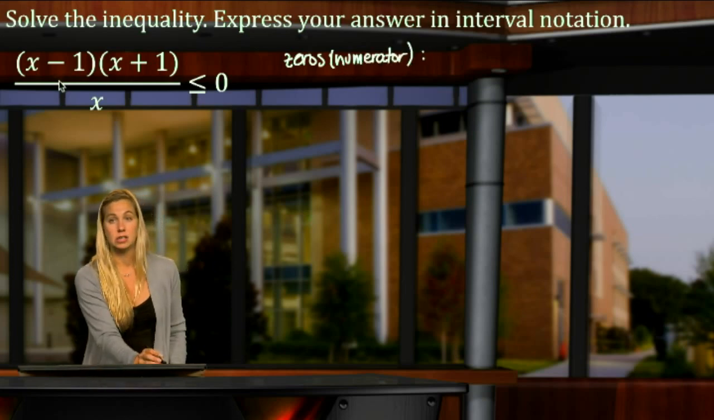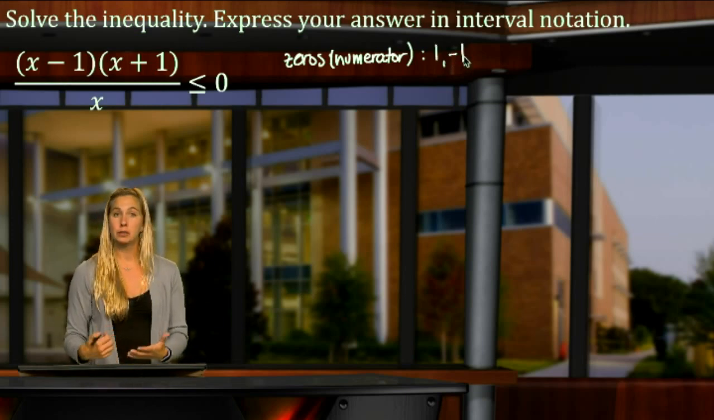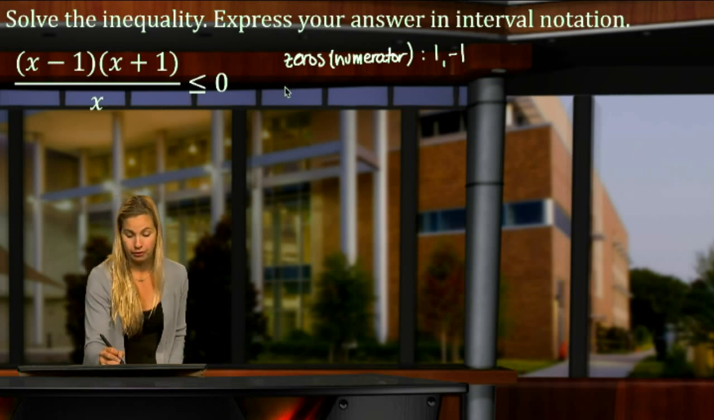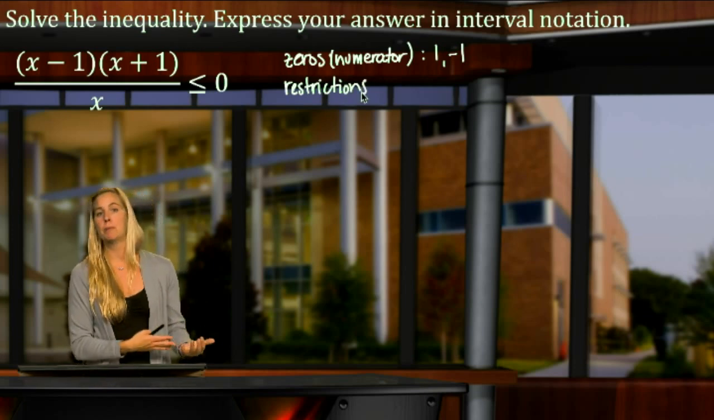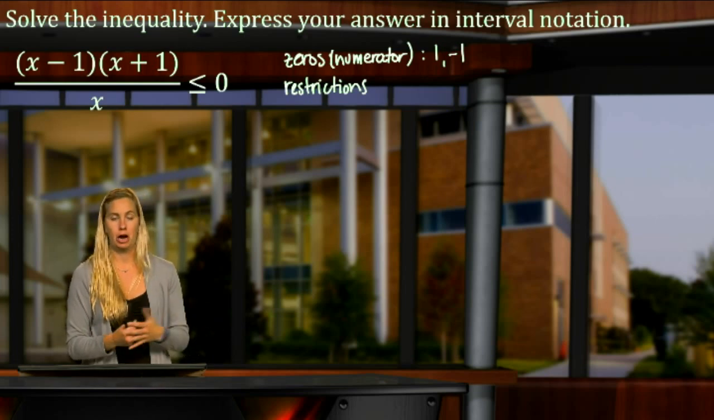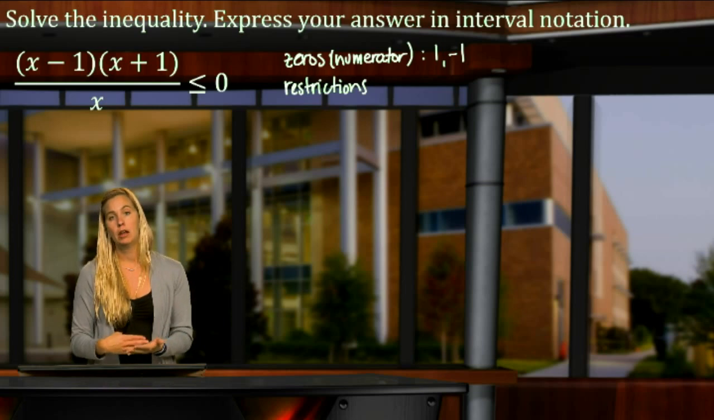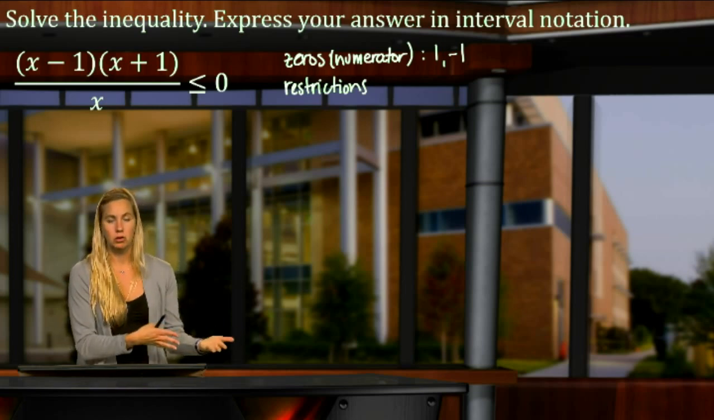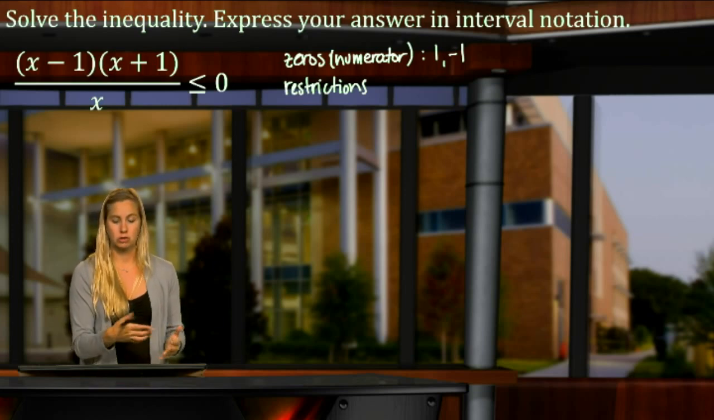So we can see that the zeros are going to be positive 1 and negative 1. What we're also going to find is the restrictions as well. Now, if you recall, when you first learned about rational expressions and equations, perhaps in intermediate algebra or in another algebra course that you've taken, dealing with rational functions, we can't have 0 in the denominator. So we restrict the domain, saying x cannot equal such values that make the denominator equal to 0. Those values we call our restrictions.